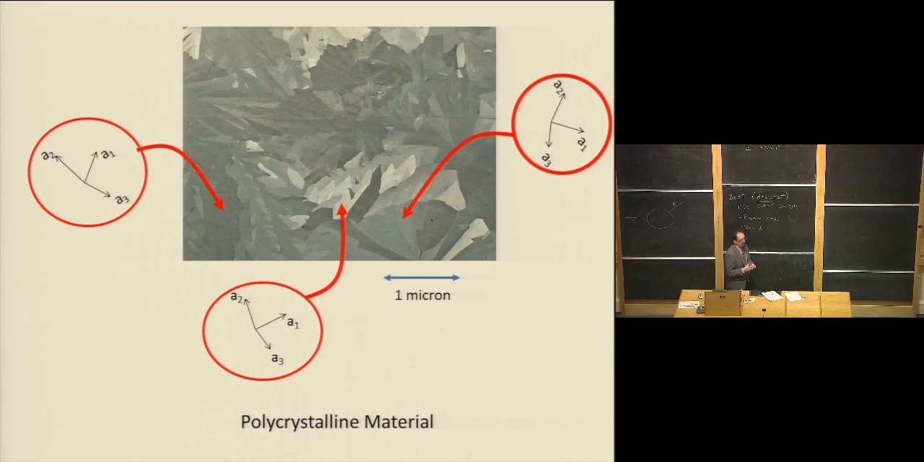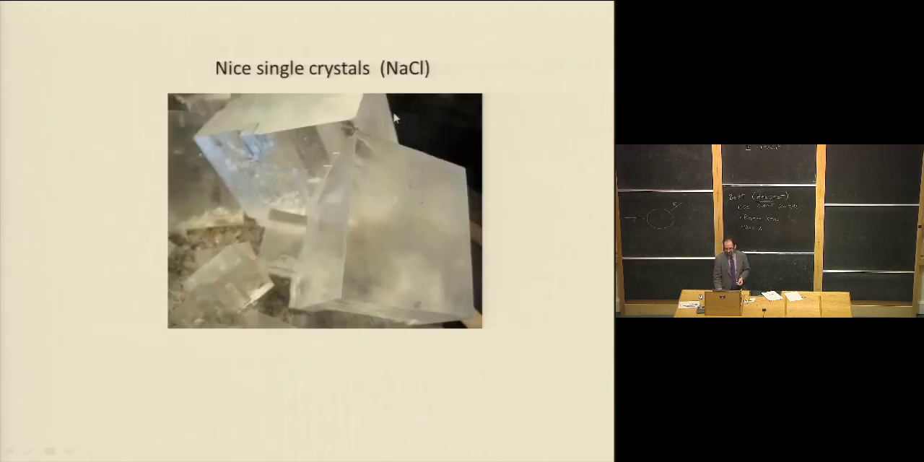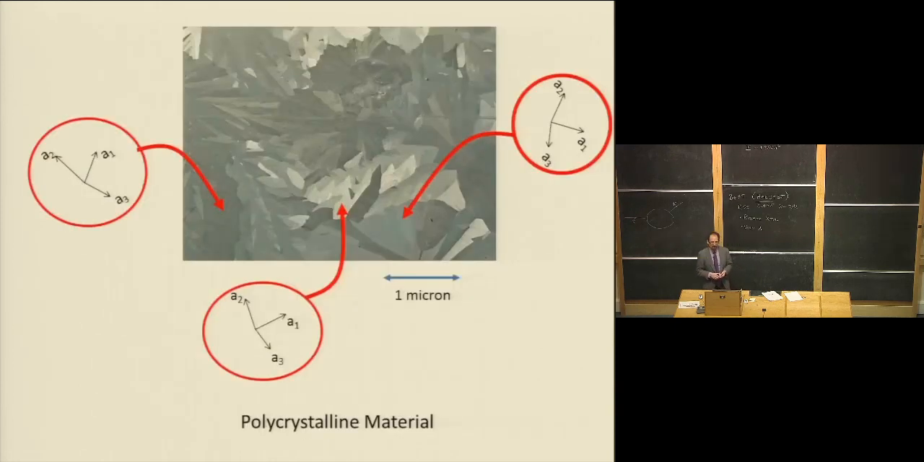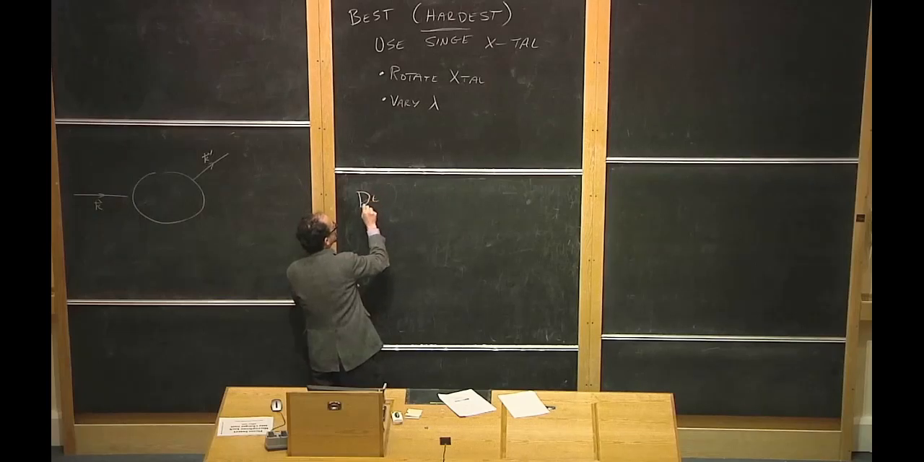And typically, materials look like this when you make them. It's very, very difficult. It takes a very good chemist and very good material scientist to turn something that looks like this into something that looks like this. So most of the time, when one is doing an experiment, one is working with something that looks like this. It's polycrystalline. So to take data on a polycrystalline sample, you use what's known as the Debye-Scherrer method.